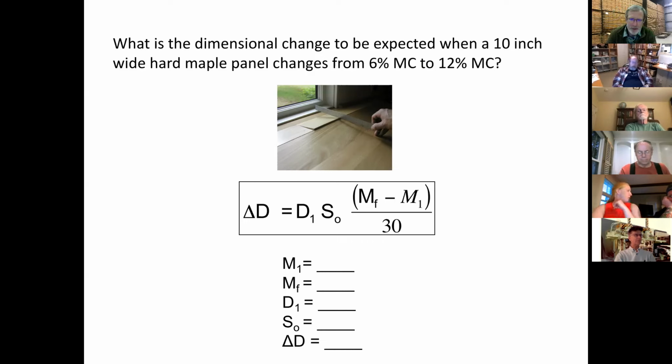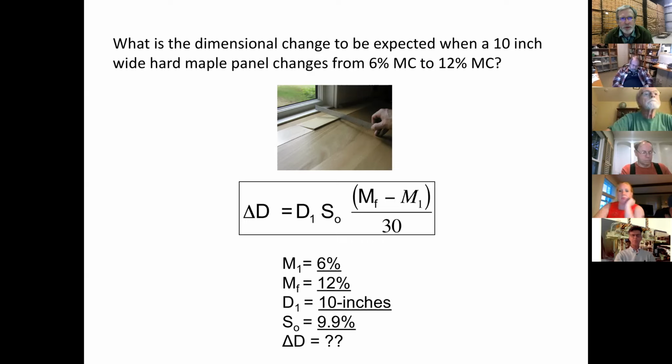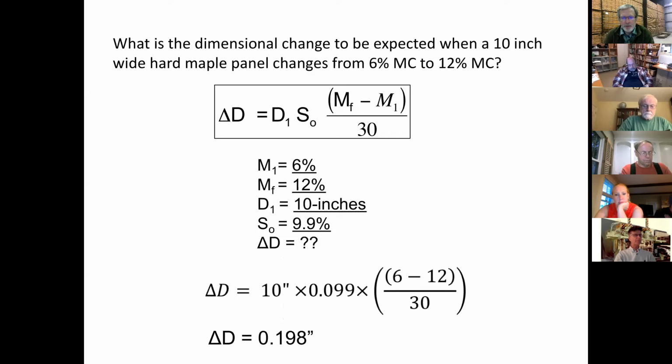So my D1 is 10 inches. My shrinkage coefficient, I can look that up on the table there, is 9.9 because this is going to be a plane sawn piece of wood. My first moisture content is 6, my second moisture content is 12, and I'm going to end up with just over 3/16 of an inch change going from 6 to 12% for that 10-inch wide piece. Not terrible, but if I pinned that panel and did not make it floating, it's going to cause problems for me.